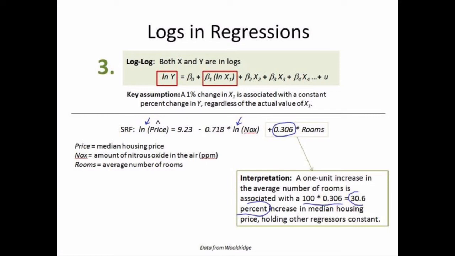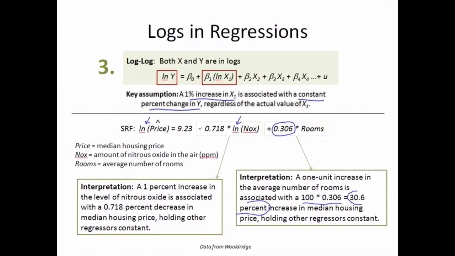Note that this interpretation is just a rough approximation because the coefficient of 0.306 is actually a relatively large number, and this interpretation is only precise for small values of this coefficient.